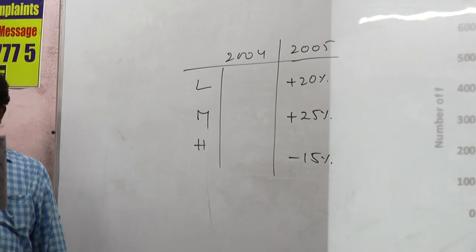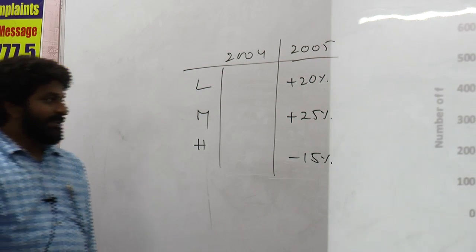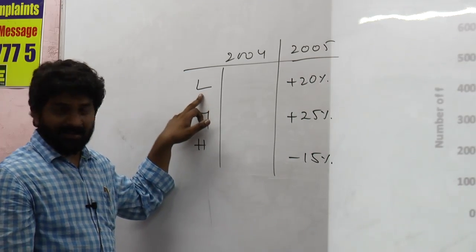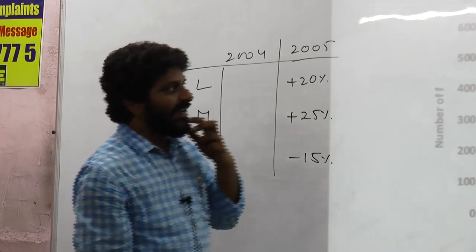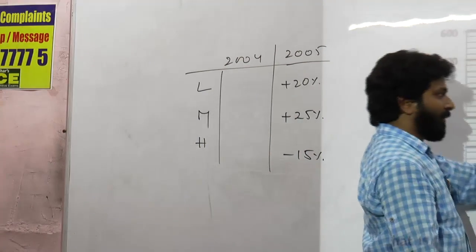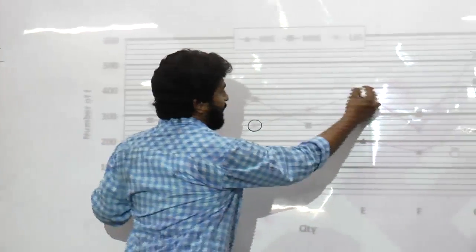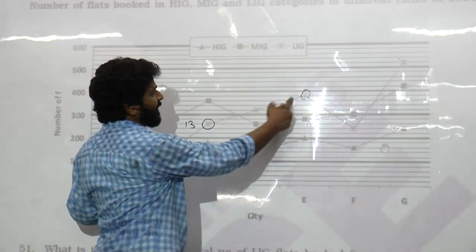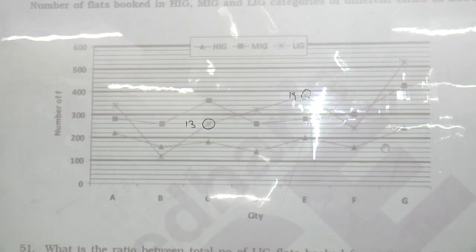Now you are asked about cities C and E together. First let me calculate how many LIG there are in C and E. Number-wise, this is 13 and here it is 19. 13 plus 19 is 32. 32 times 20 is 640, since 32 times 10 is 320. In 2005 it increases by 20%. 10% is 64, 20% is 128. Add 128 to this number: 768.